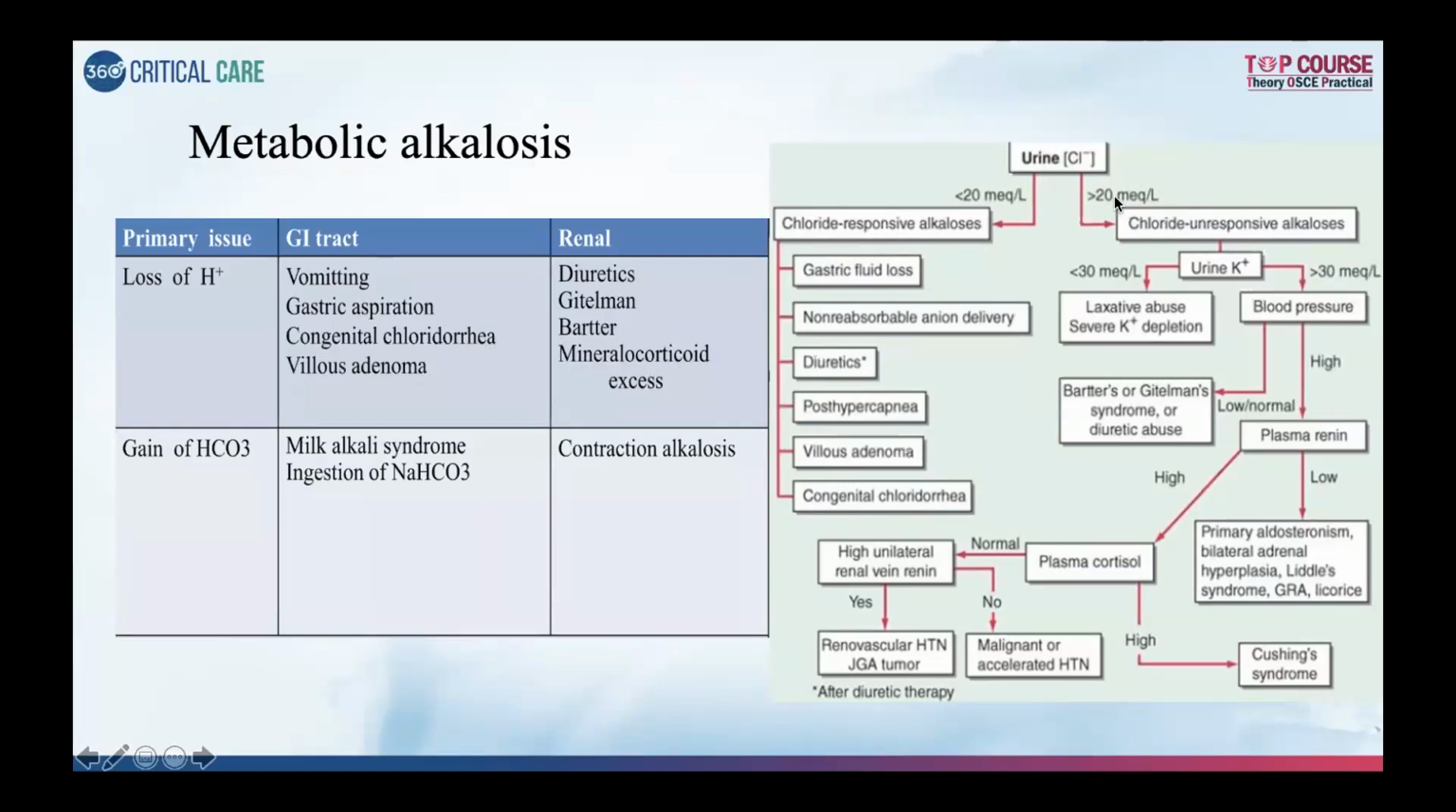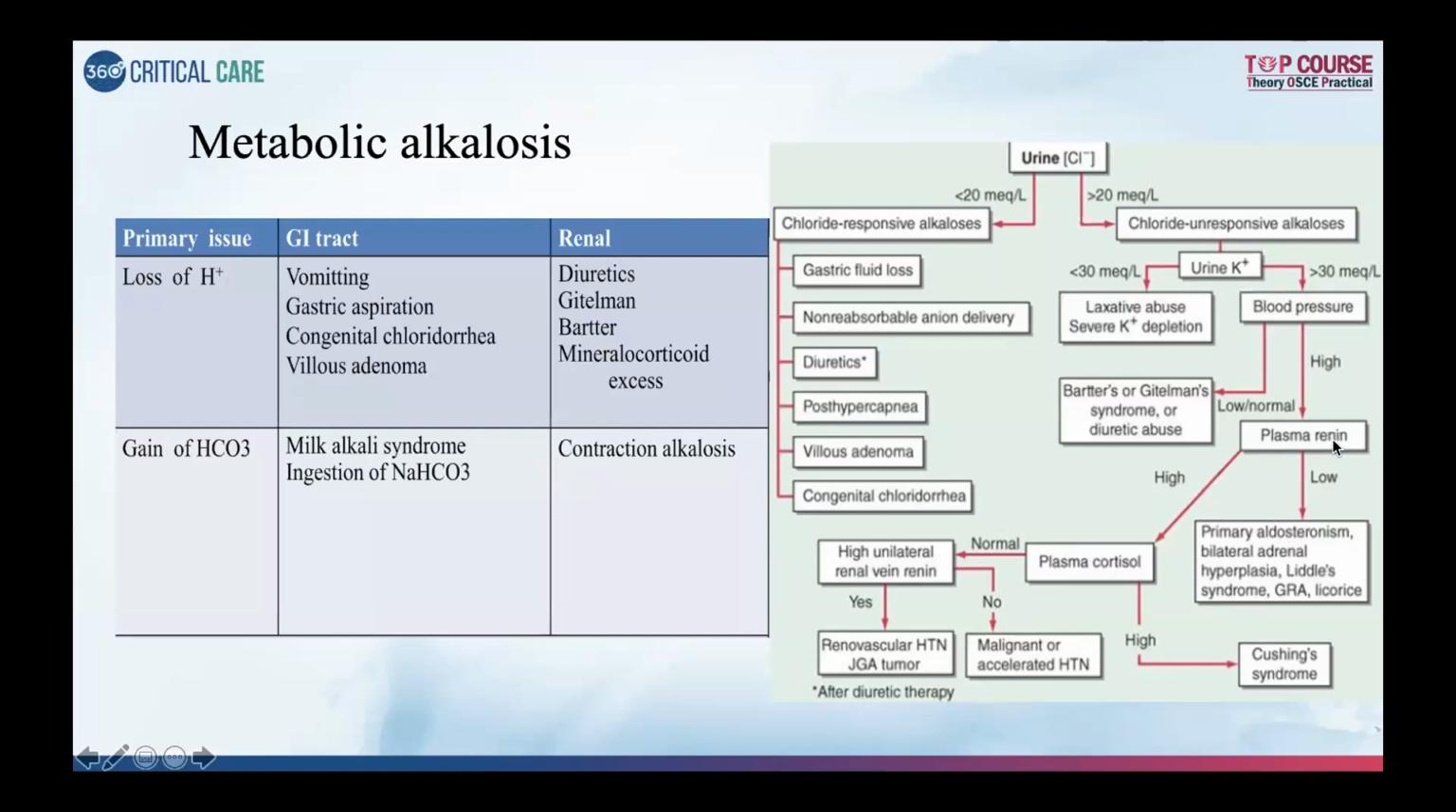Chloride unresponsive is when the urine chloride is more than 20 milliequivalents. Then you check for the urine potassium. If it's less than 30, it could be due to laxative abuse or associated potassium depletion. In this scenario, you replace potassium and then correct the metabolic alkalosis. If the urine potassium is high, then look into the BP. If BP is normal or low, it is Bartter's or Gitelman. If it is high, again check for the plasma renin and then aldosterone and cortisol. So all these will give you a differential diagnosis of various things.